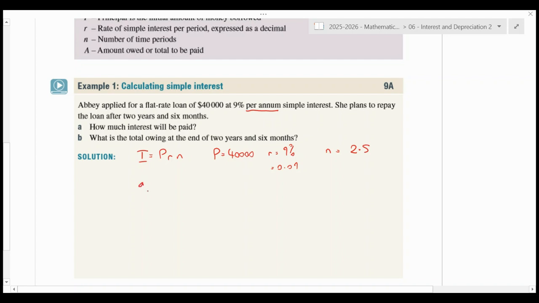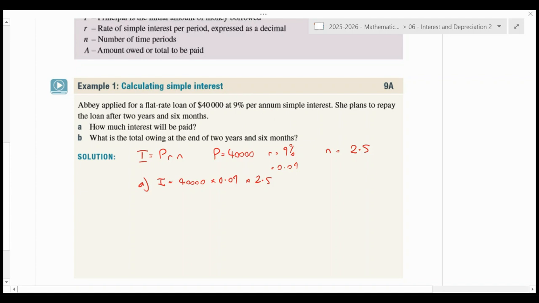So for question A, we will go I = 40,000 times 9% times 2.5. Now, one of the reasons they suggest doing it as a decimal, and I'm actually going to do it as a decimal, is because when we do it as 9%, a lot of the time we're using this 9% per annum, which is per year. But sometimes they're going to change how often you pay.